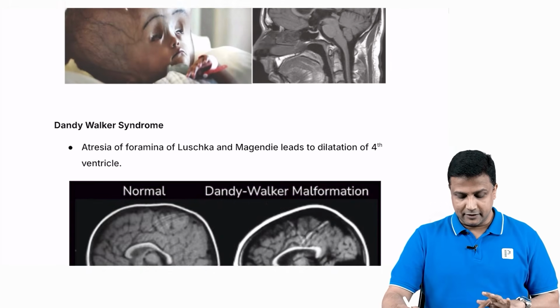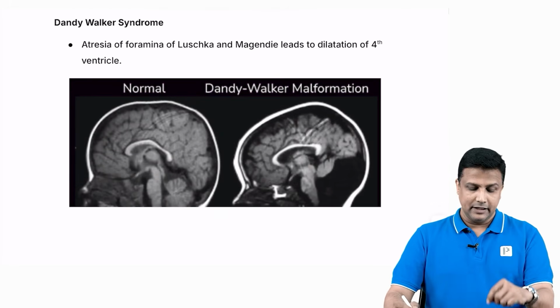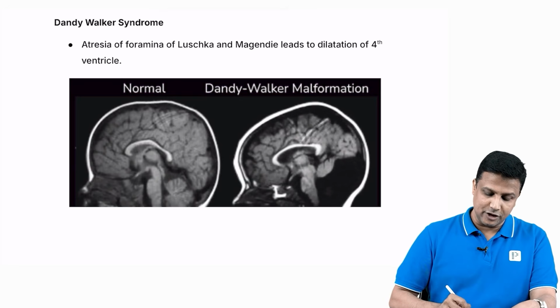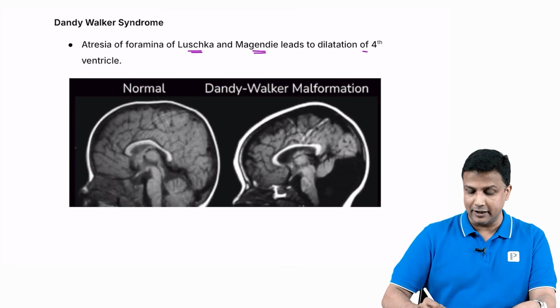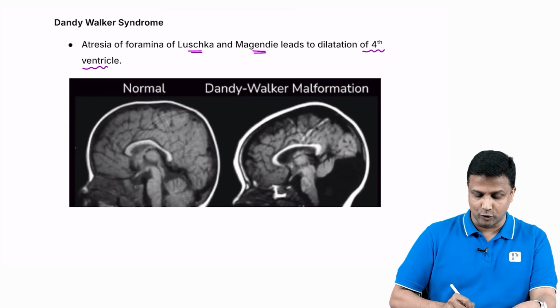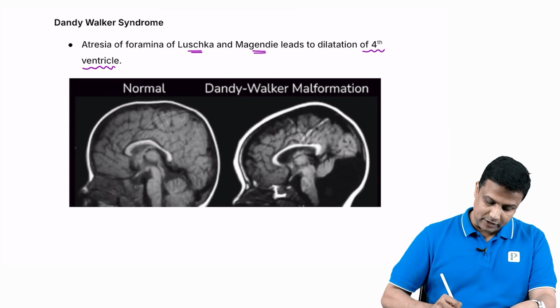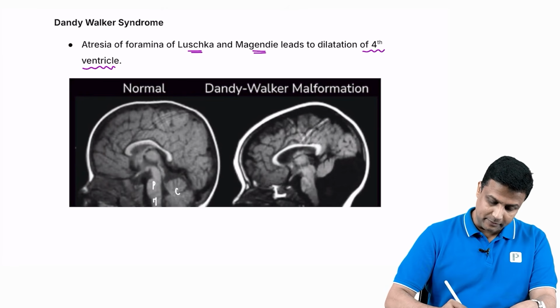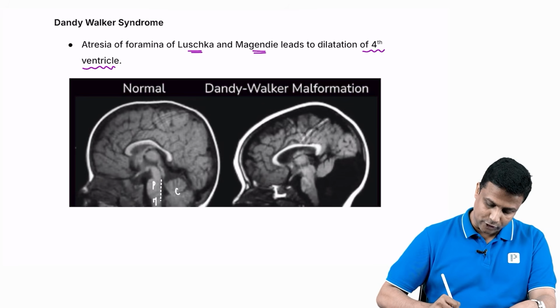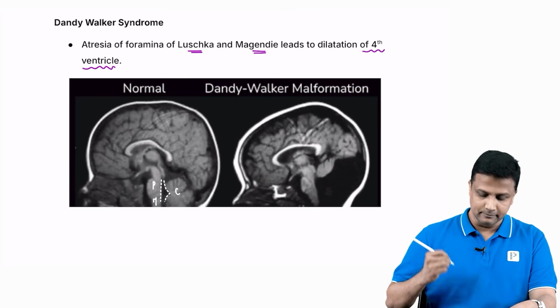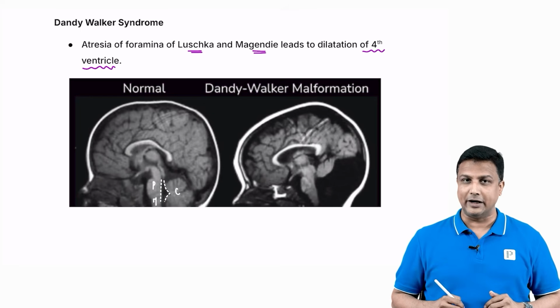Now, moving ahead, Dandy-Walker syndrome. In Dandy-Walker syndrome, there will be atresia of foramen of Luschka and foramen of Magendie, and that will lead to dilatation of which ventricle here? That is the fourth ventricle. Now, first look at this diagram. In this diagram, you are able to appreciate the pons here, and then there will be medulla here, and this is the cerebellum. Now, between them, you are able to see this is the fourth ventricle. That's in normal people like you and me right now.